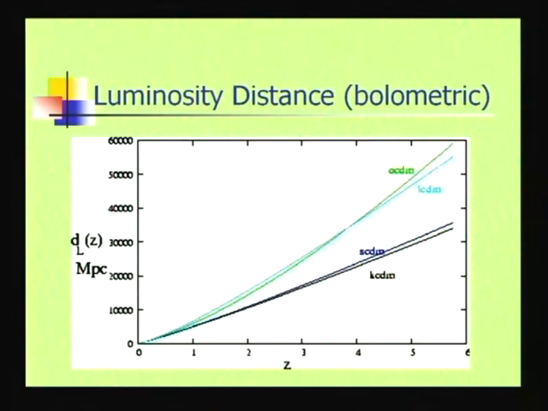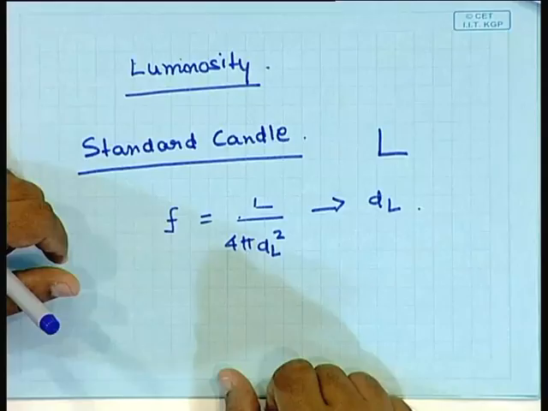If you can measure dl as a function of z, again the model predictions are different; each model makes different predictions. So, if you measure this as a function of z and compare it against the model predictions, you can then say which cosmological model, or which class of parameters, is consistent with these observations. This is a very important application of these distances, and I shall discuss this in the next class.